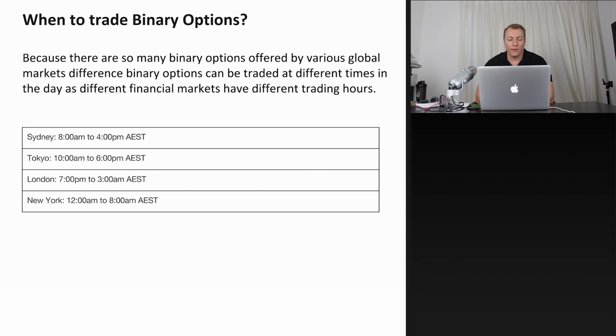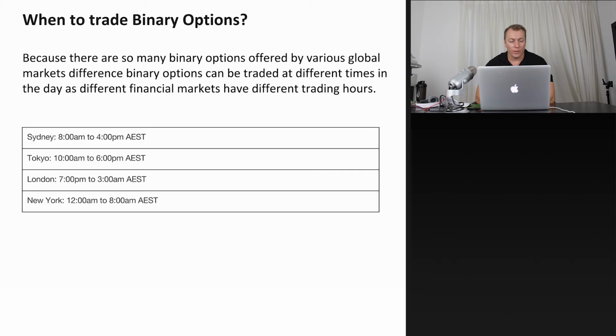Because there are so many binary options offered by various global markets, different binary options can be traded at different times in the day, as different financial markets have different trading hours. So for example, the Sydney time zone for the Forex market is from 8 a.m. to 4 p.m., and for Tokyo it's 10 a.m. to 6 p.m., London 7 p.m. to 3 p.m., and New York it's 12 a.m. to 8 a.m. Those times are all in Australian Eastern Standard Time.